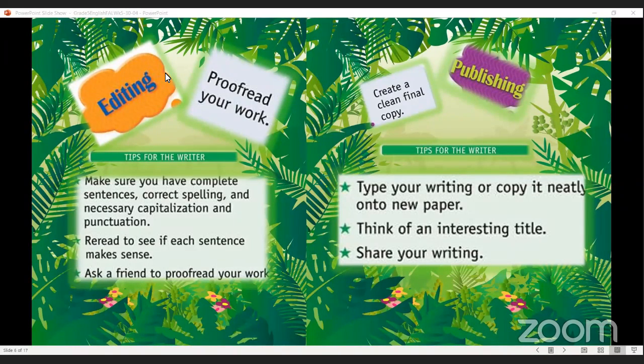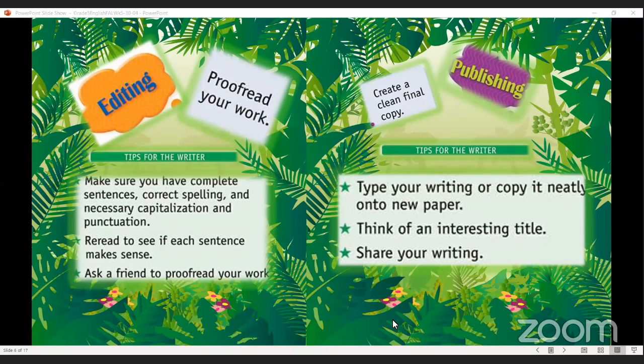All right, reread to see if each sentence makes sense. And then you can ask somebody else to look at your work because we always miss something that we've done ourselves. It's pretty normal. So it's always nice to have someone else's input, as long as it's friendly criticism and they're trying to help you and you don't get offended.